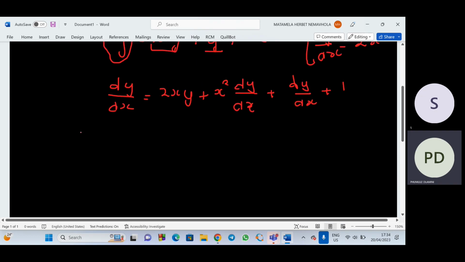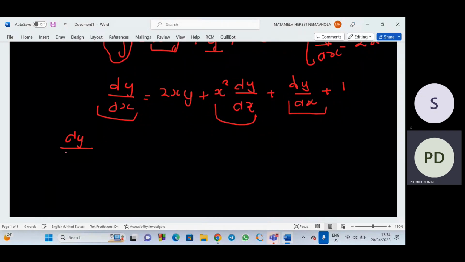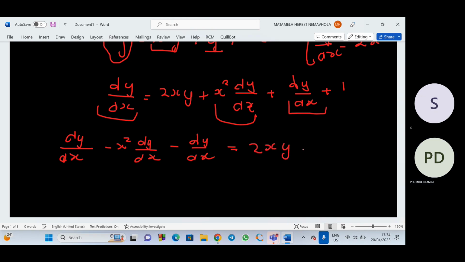So now when we have done this, because this is implicit, we can group the like terms, like this one and this one and this one. Then we can take them to the left side. I'll write dy over dx minus x squared dy over dx, then minus again dy over dx, this y, which is equal to 2xy plus 1.